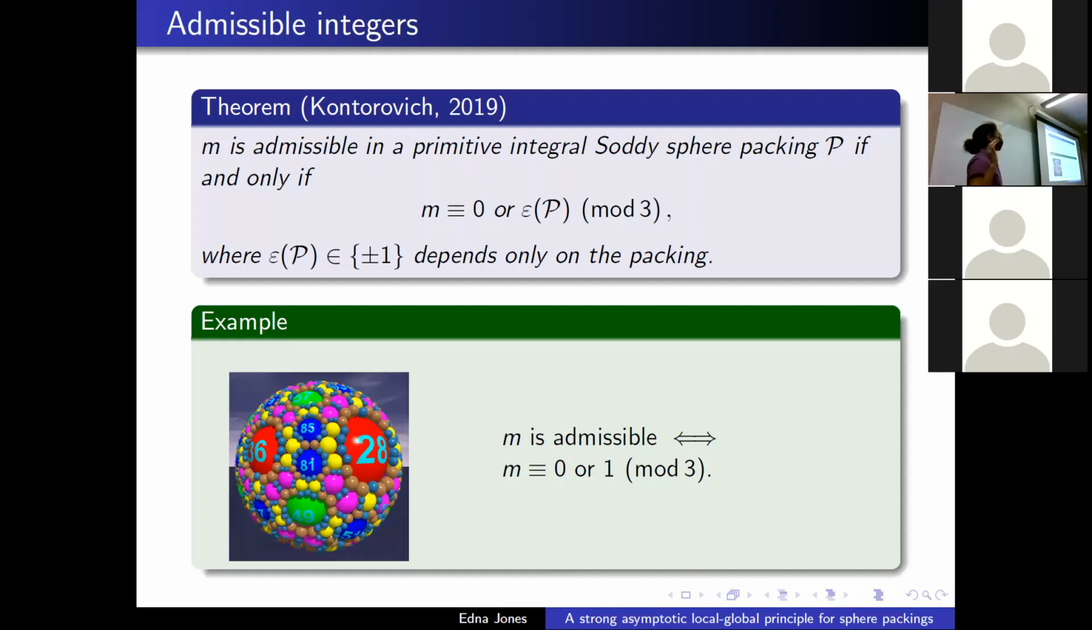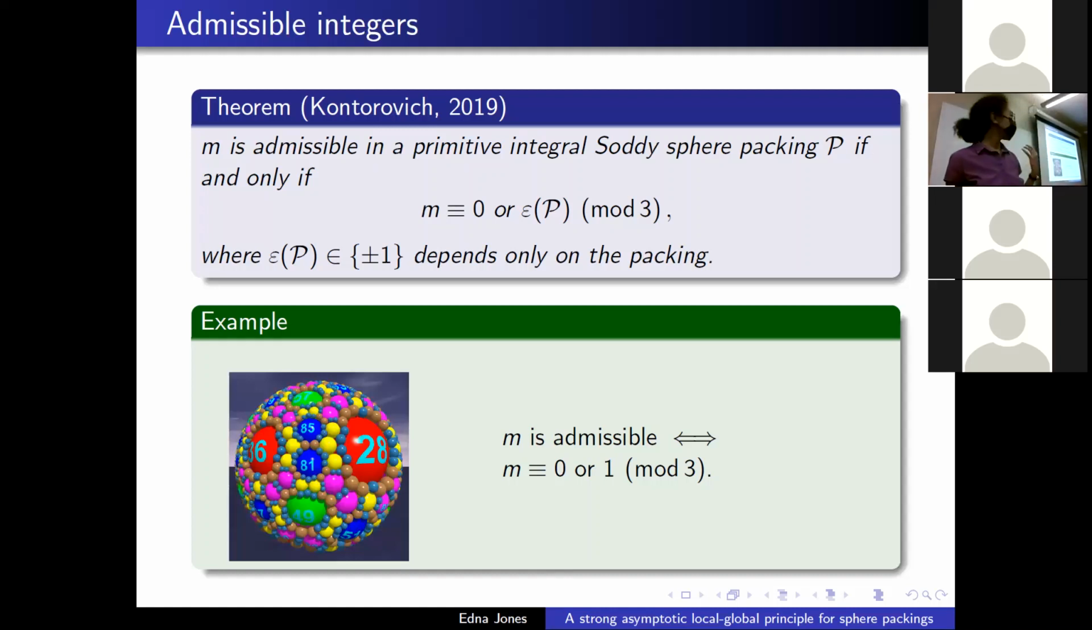So admissibility doesn't tell us everything. For example, the integer m equals 0 would correspond to a sphere with bend 0, which corresponds to a plane, but we don't have any planes flying around here. So we need something more than just admissibility.